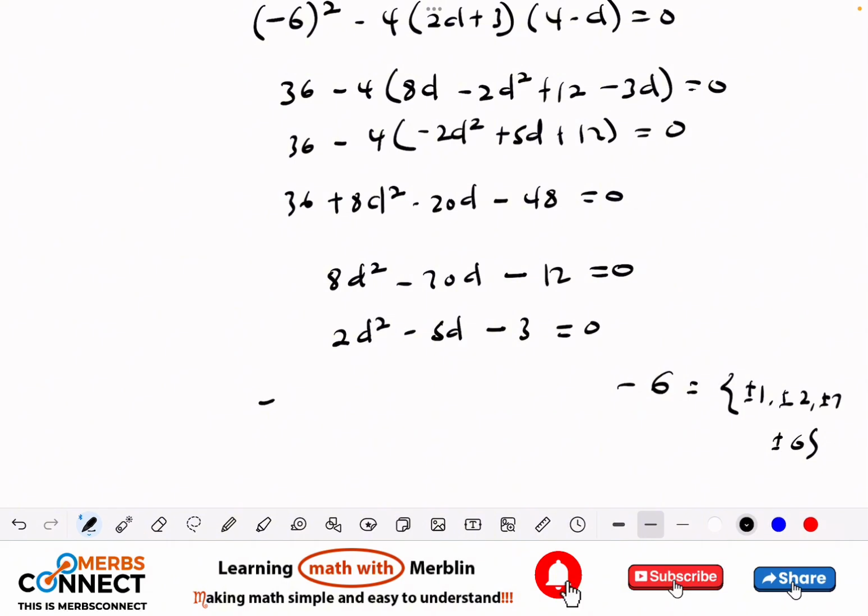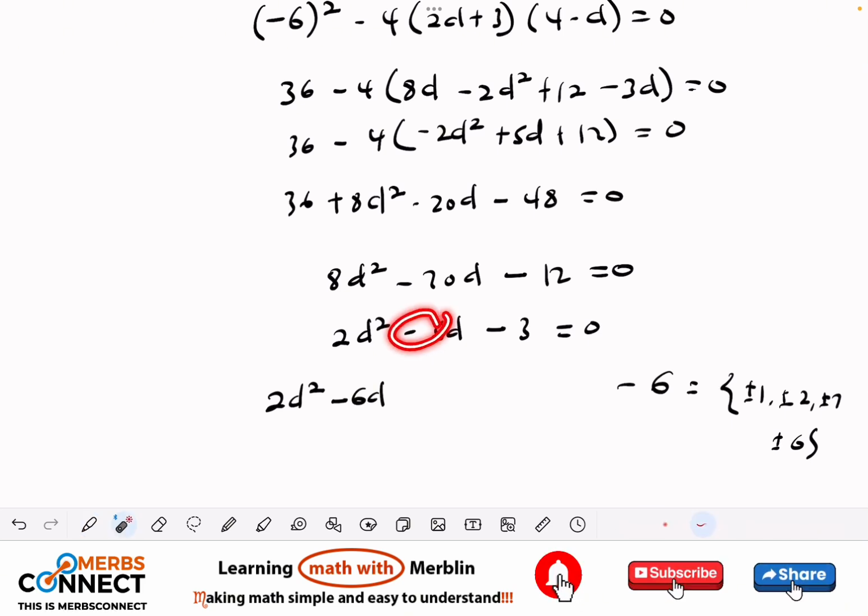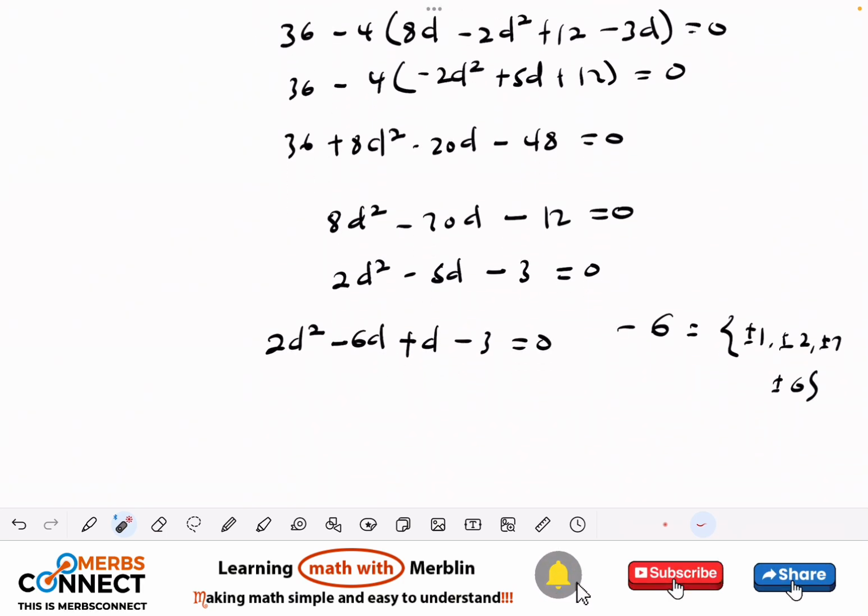So this is going to be 2d squared, right? Then I can write this one as, let's say, minus 6d, because this is minus. And then the other one will be just plus d minus 3 is equal to 0. The idea is that when I pick minus 6 and 1, then minus 6 plus 1 will give us minus 5. And then minus 6 times 1 will give us the minus 6 here. But when you pick minus 2 and minus 3, minus 2 minus 3 will give us minus 5, but when you multiply this, you are going to get positive, not negative.